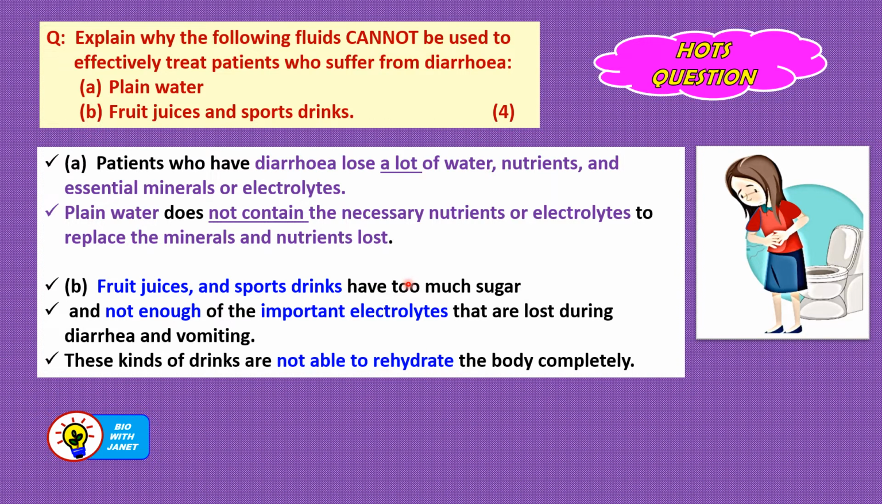Now, how about fruit juice and sports drinks? They have too much sugar, usually if they are the commercial fruit juices and commercial sports drinks, but they don't have enough of the important electrolytes that are lost during diarrhea and vomiting. So they may not be able to rehydrate the body completely and supply the electrolytes that were lost.